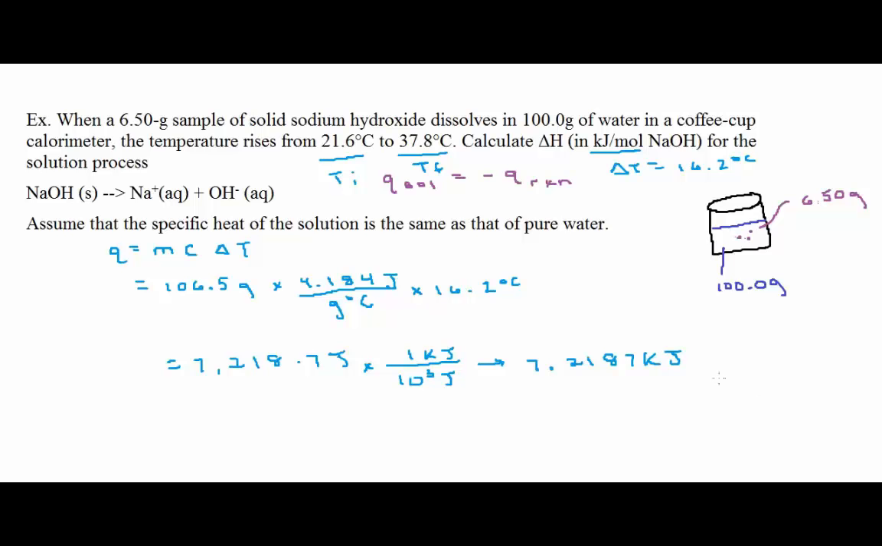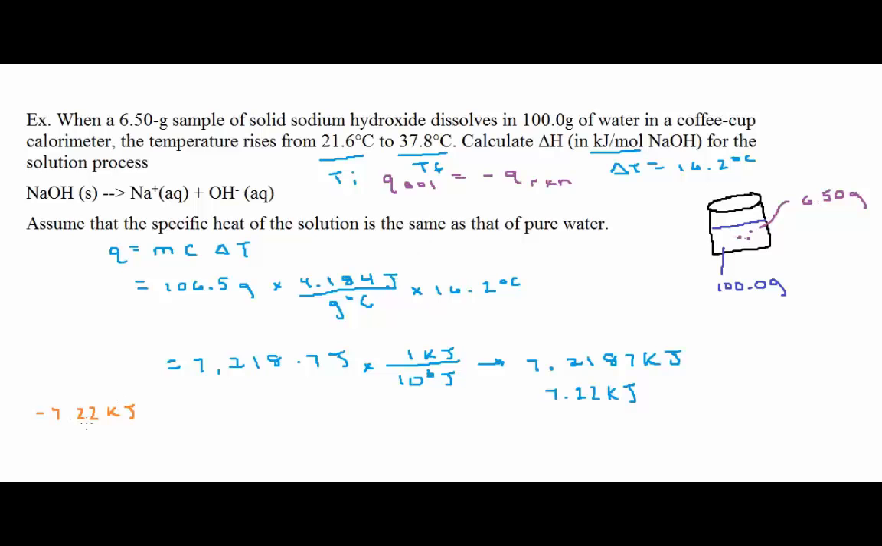And since I want only 3 significant figures, because 16.2 has 3 sig figs, it's going to be 7.22 kilojoules. Now, this is the heat that the solution absorbs, which means that the heat that the reaction released is the negative of that, so negative 7.22 kilojoules. Now, I'm almost done, except for the fact that this problem asks me for the change in enthalpy in kilojoules per mole, and right now I'm just in kilojoules.